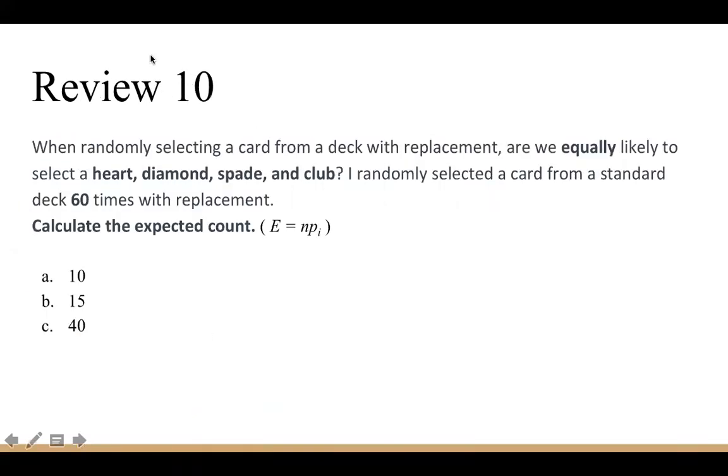Okay, so here's review question number 10. When randomly selecting a card from a deck with replacement, are we equally likely to select a heart, diamond, spade, and club? I randomly selected a card from a standard deck 60 times with replacement. Calculate the expected count.